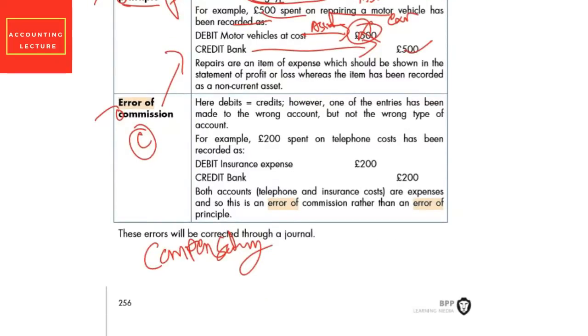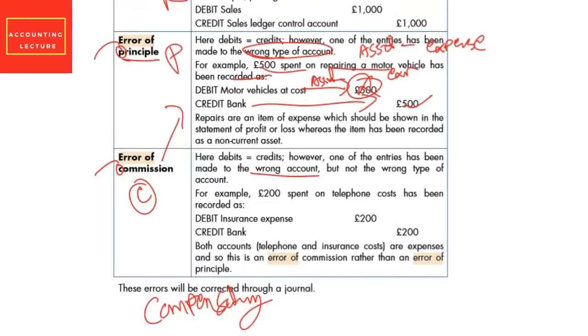Error of commission. Commission is when you write into the wrong account. It's not the wrong type; the other one is a completely wrong category. This is just the wrong account. Instead of one expense account, you put it into another expense account, or one person's account instead of another person's. For example, £200 spent on telephone cost has been recorded as insurance debit instead of telephone debit. The bank is always going to be credit.